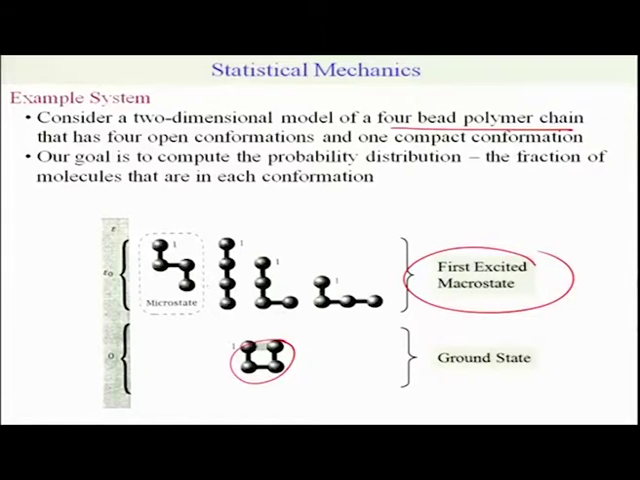Our goal is to compute the probability distribution of the 4-bead chain occupying these two conformations, that is, the fraction of the molecules that are in each conformation. We will come to the details of what a macrostate is and so forth in the next few slides.